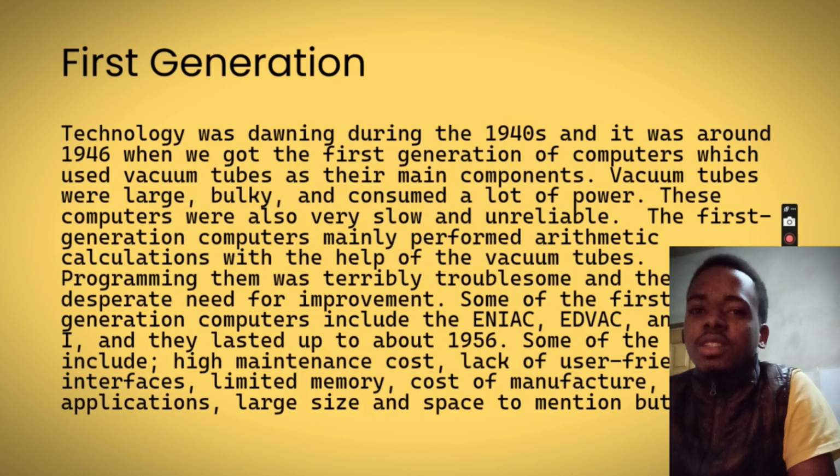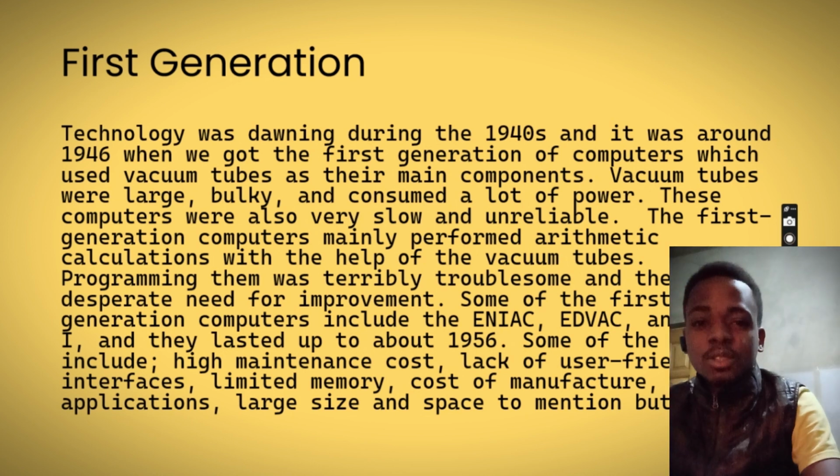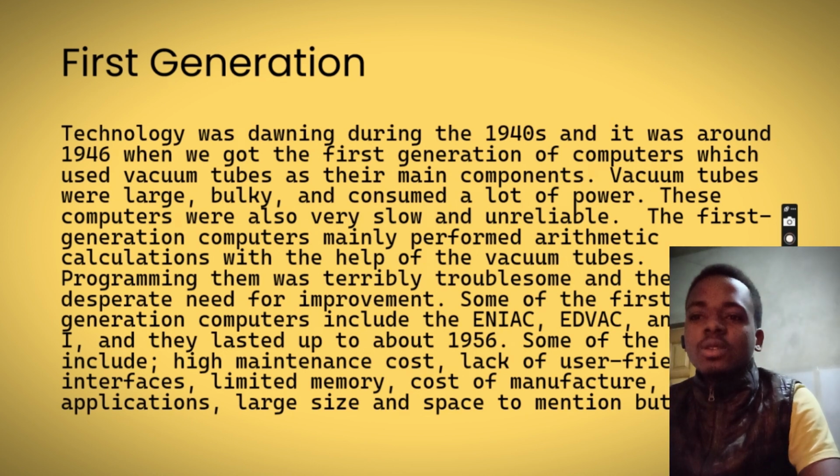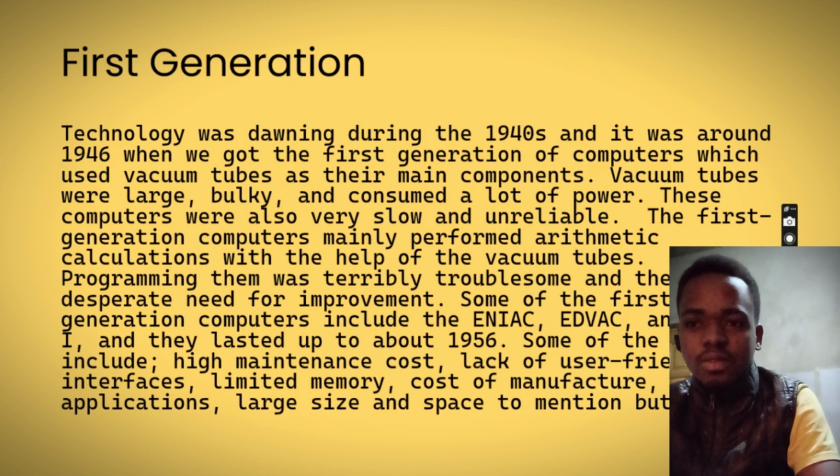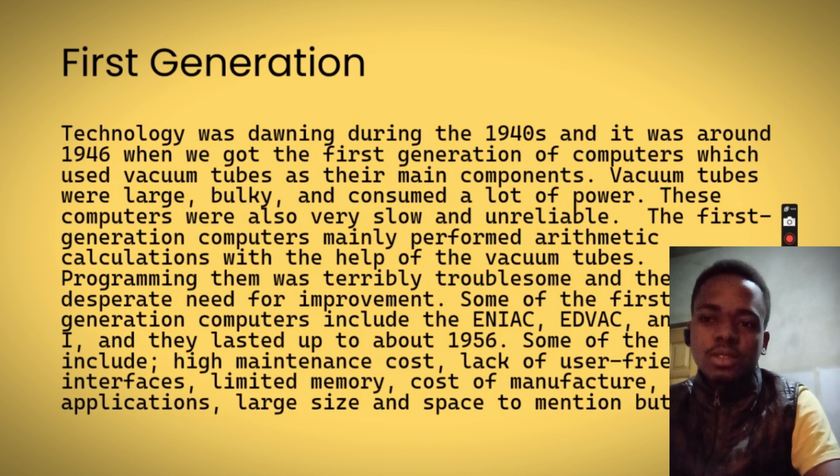Technology was dawning during the 1940s, and it was around 1946 when we got the first generation of computers. These computers used vacuum tubes as their main components. Now, what are vacuum tubes? Vacuum tubes, also known as thermionic valves, are electronic components that consist of a sealed glass tube from which most of the air has been removed. Inside the tube, there are electrodes, typically a cathode, an anode, and one or more additional electrodes.